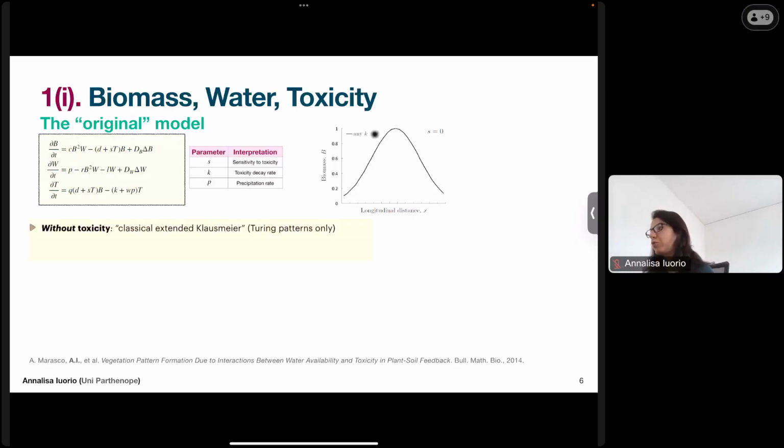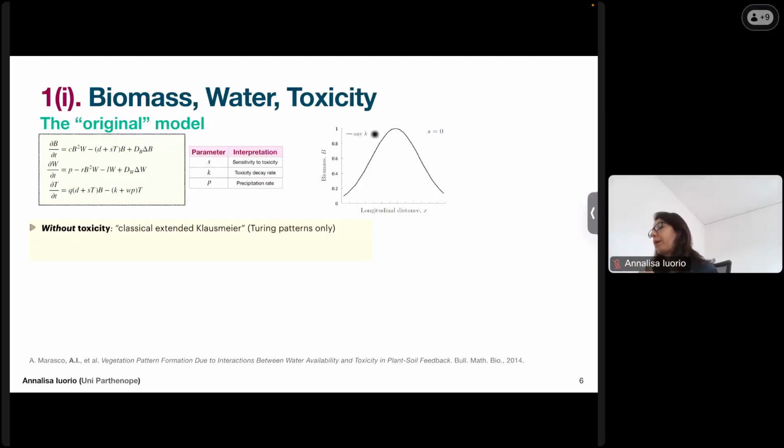And what did we retrieve? We obtained that basically if you switch off toxicity, so if you assume that the species is not sensitive to toxicity for some reason, you basically decouple the first 2 equations from the third. So you have the evolution of B and W, which is completely independent from the evolution of toxicity.